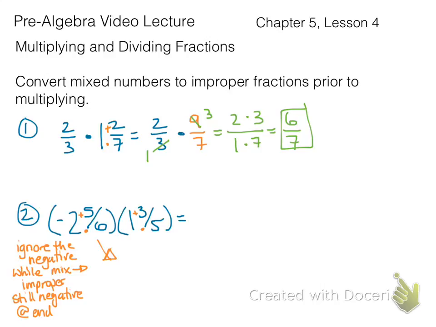You're not going to do 6 times negative 2 plus 5. No. Just ignore the negative while you're turning it into an improper fraction. Once you have an improper fraction, then apply the negative at the end. So 6 times 2 is 12, plus 5 is 17. Then we apply the negative. See how the negative, there, it isn't there, now it is.